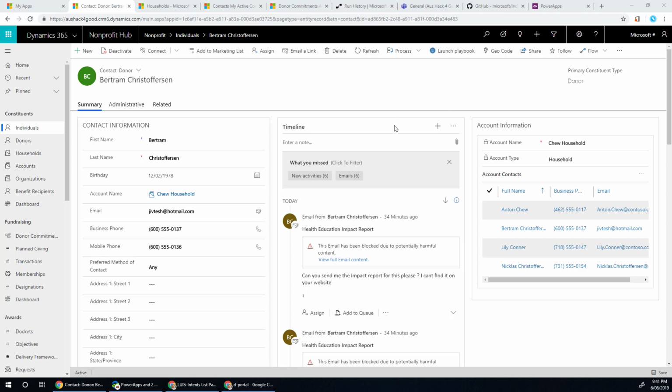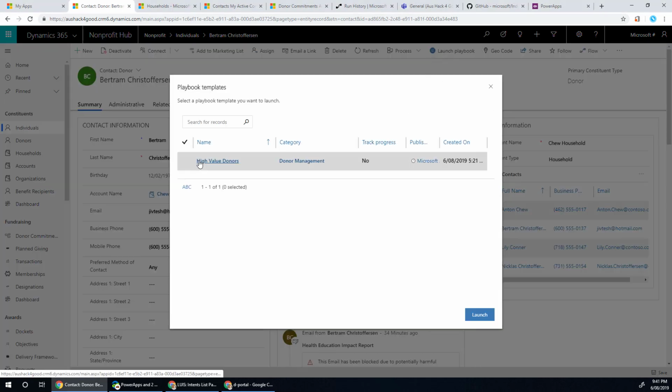So Bertram made a large donation of $10,000, and based on that, now I can have a series of activities that are associated with Bertram. I'll launch this manually so you can see it in detail, but then you can trigger it based on how one of your donor commitments is going on, or how any of your data is changing.